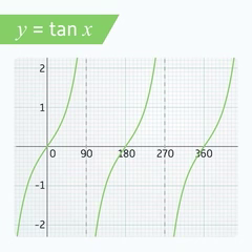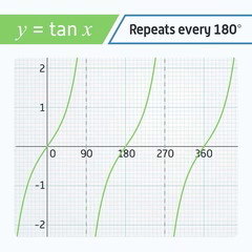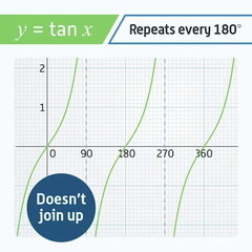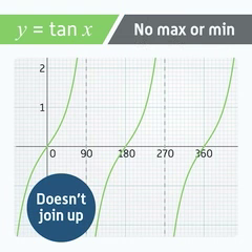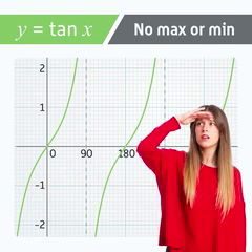The graph of y equals tan x is very different to the other trigonometric functions. Unlike the other graphs, this graph is not one continuous wave. Instead, the graph repeats itself every 180 degrees, but one part does not join on to the next part. Also, unlike the other graphs, the tan graph does not have a maximum or minimum. Instead, it continues on to infinity and negative infinity.